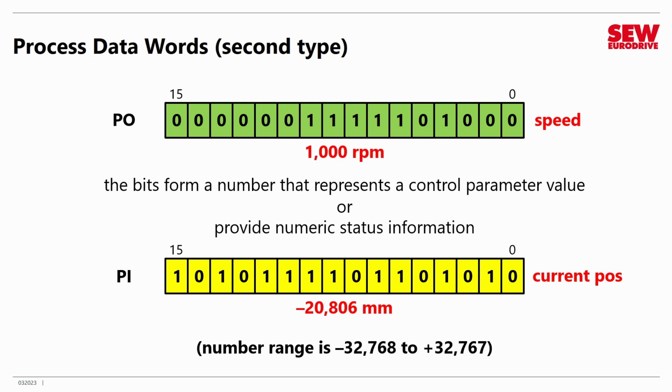Now, that's a big range, but in positioning applications, it really isn't. 32,000 millimeters is not that much. It's only 32 meters. And on a big assembly line, you could definitely have something longer than that. So what do you do if you need bigger numbers? Well, it's easy. You chain two process words together, two POs, two PIs, and you can create bigger numbers.